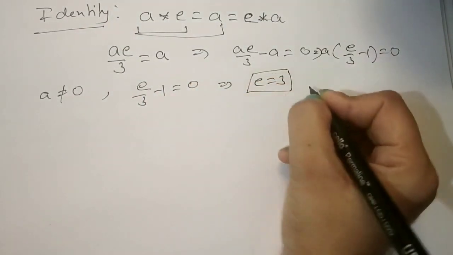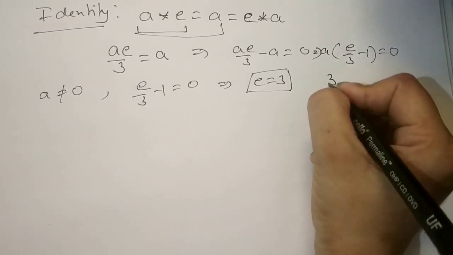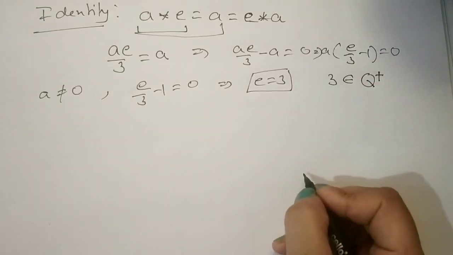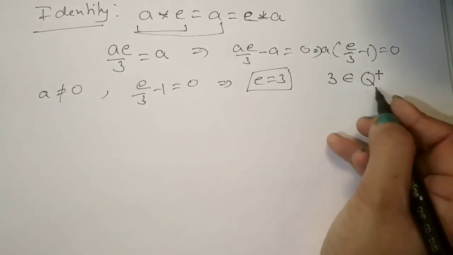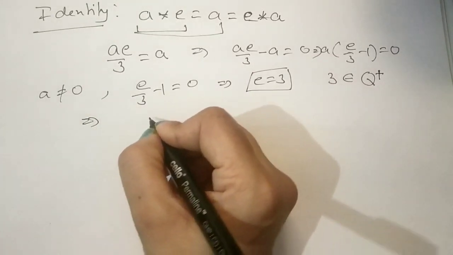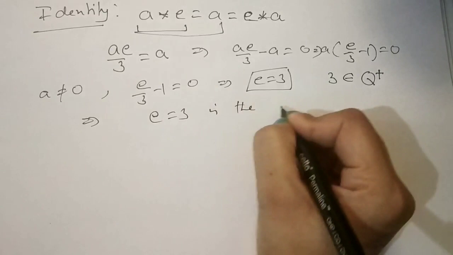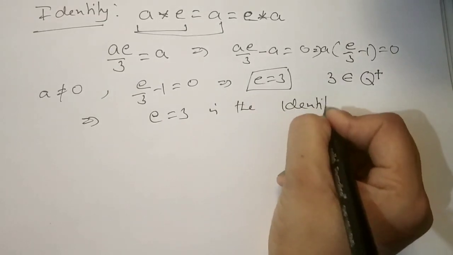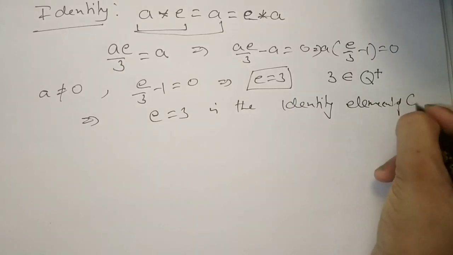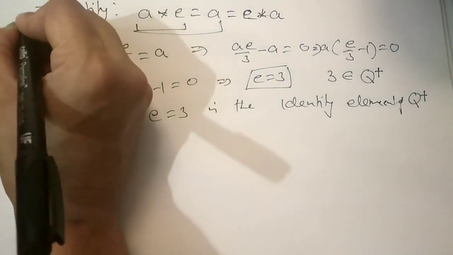So we get the element E is equal to 3, because 3 belongs to the set of positive rational numbers. So the identity element exists in this. So we say that E is equal to 3 is the identity element of Q plus. Now this is the third property.